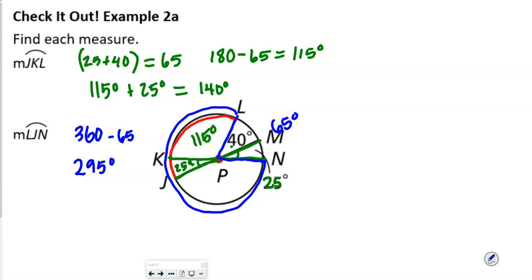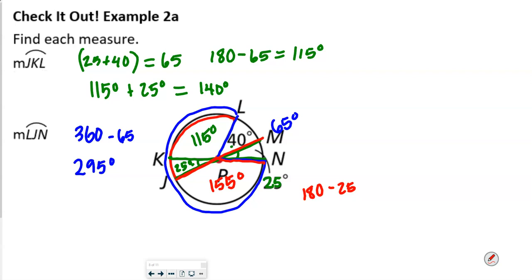Okay. Now, what's the other thing we could do? We could find this angle right here, right? So doing the same thing we did before. This time, notice right there, we've got half the circle. So we could do 180 minus 25. When we do 180 minus 25, that would be 155, right?